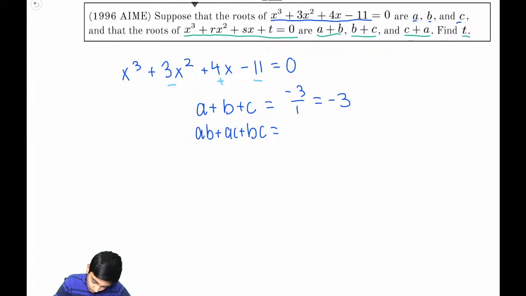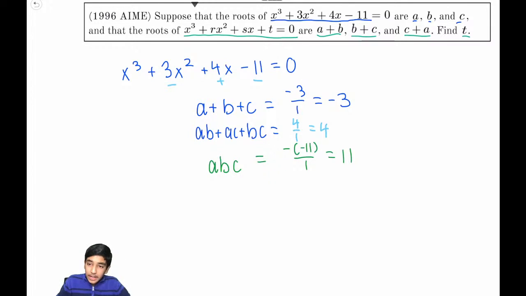Then it's going to be 4 over 1, equal to 4. Then we have a, b, and c. The product is going to be equal to negative of negative 11 divided by 1, equal to 11. And now we just use Vieta's, right? So now that we used Vieta's, we have these 3 equations in terms of a, b, and c. We really just want to find t.